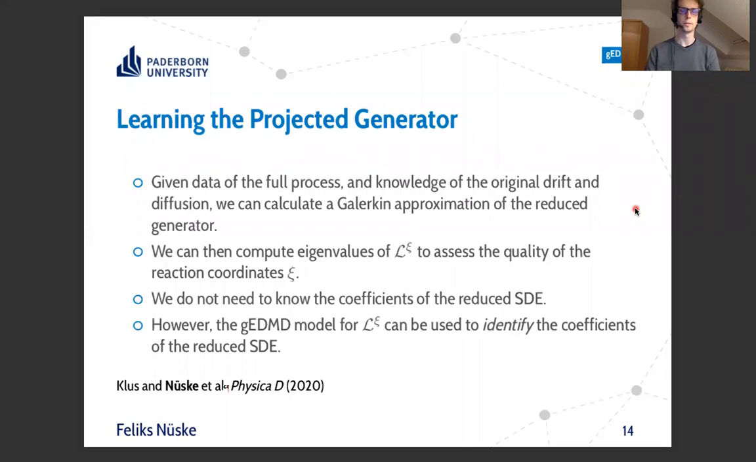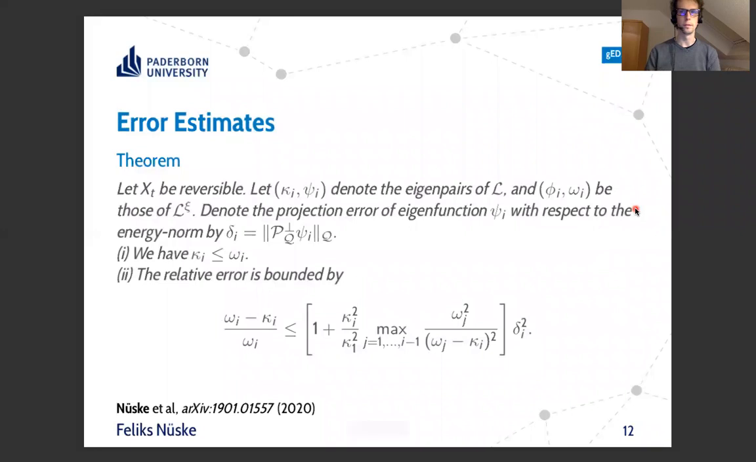In order to illustrate the usefulness of this last point, let me draw your attention to the following error estimate, which you can find in the preprint referenced down here. For a reversible process, xt, we can compare the eigenvalues kappa i and eigenfunctions psi i of the original process, so of the full generator L, and the eigenvalues omega i and phi i of the projected generator L xi. Then we find, first, and this is a standard result, that there is a variational principle, so the projected eigenvalues will always overestimate the full eigenvalues. And in this paper, we also derived a relative error bound, where we were able to show that the relative error between projected and full eigenvalues is bounded by some prefactor terms and the projection error of the corresponding eigenfunction onto the space of lower dimensional functions.